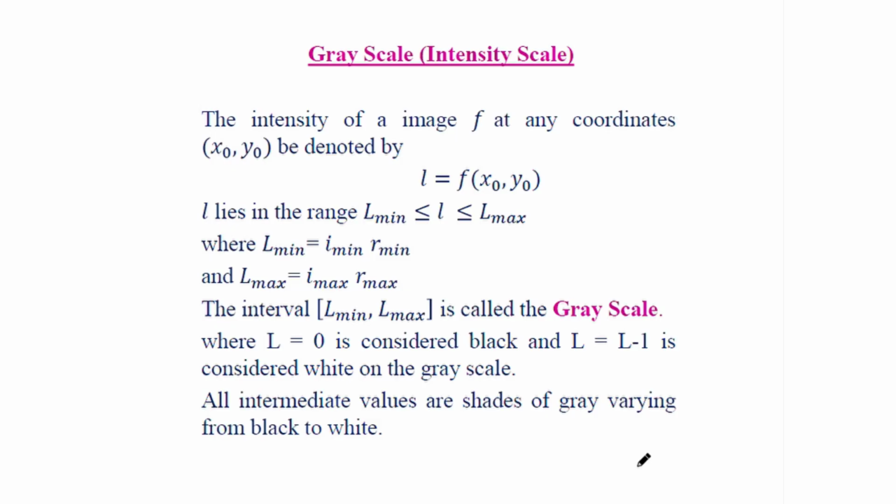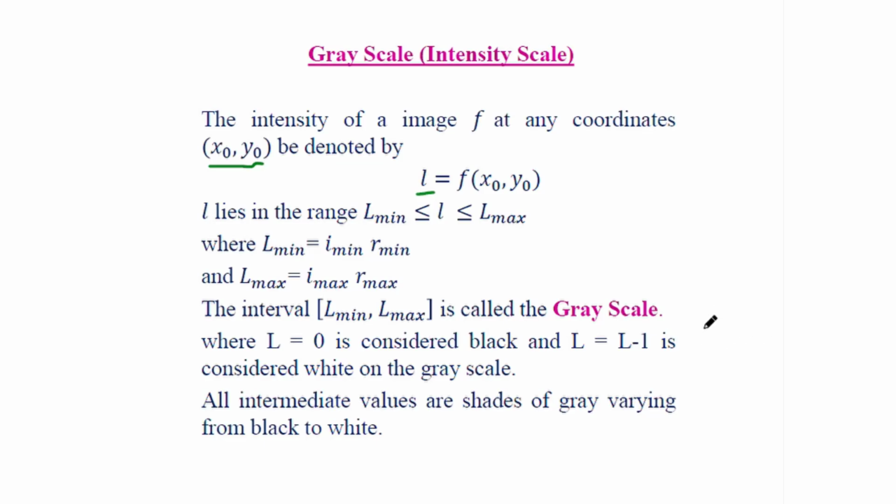Now coming to the grayscale. What is the meaning of grayscale? Suppose x0, y0 is a pixel. The intensity is represented by the amplitude of the function f and let it be L. L lies in the range L minimum and L maximum. When will you get minimum intensity level? When the illumination is minimum, you'll get reflection minimum. Then you'll get intensity minimum. When you get L max, if the illumination is max, reflectance will be max. So you'll get maximum intensity. Okay, so totally the interval L minimum to L maximum is called the grayscale.